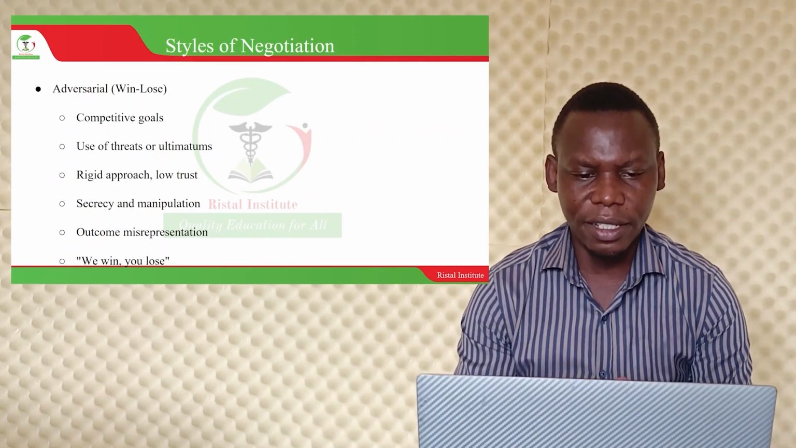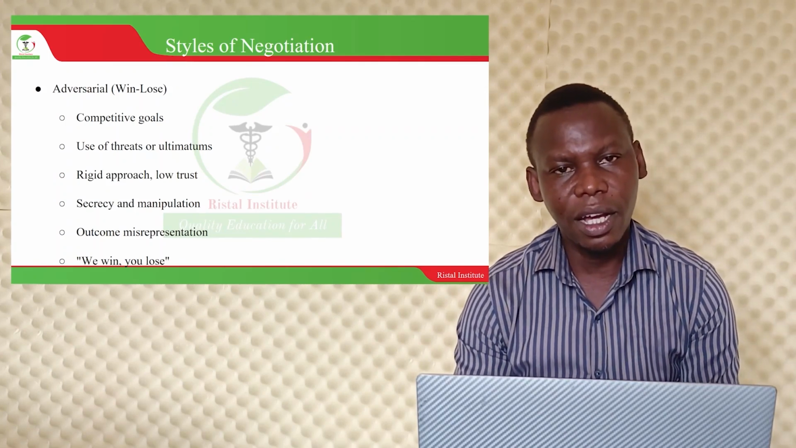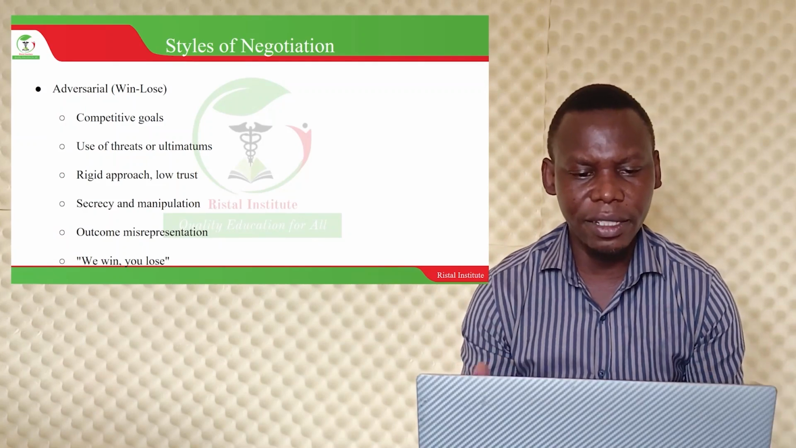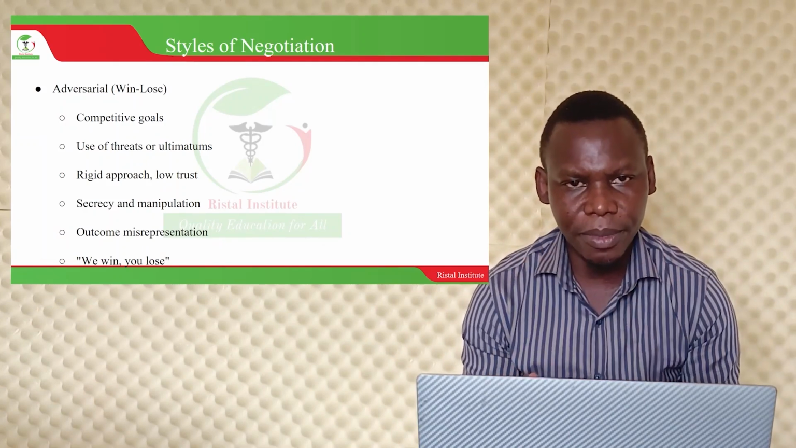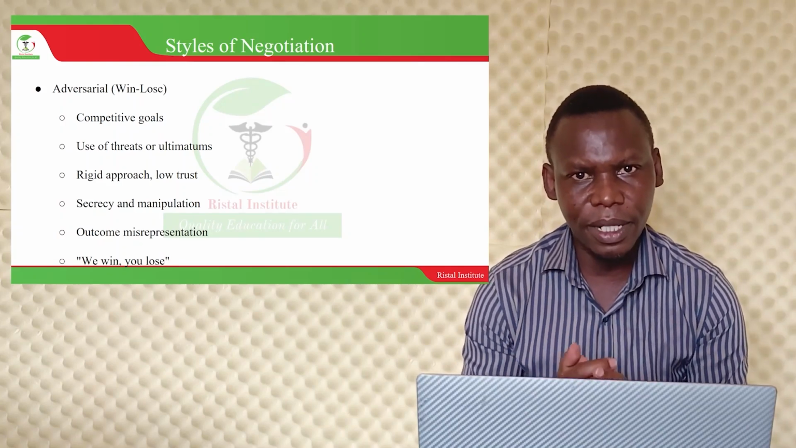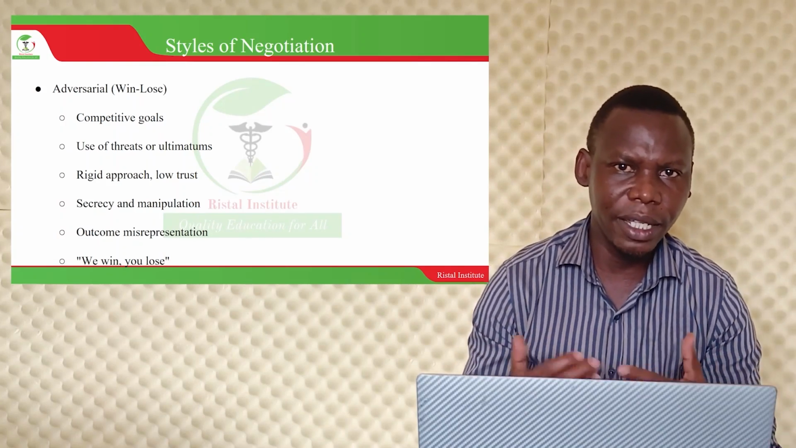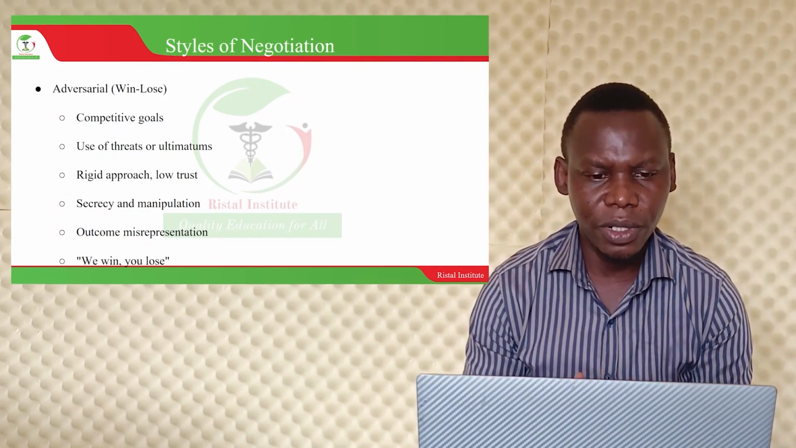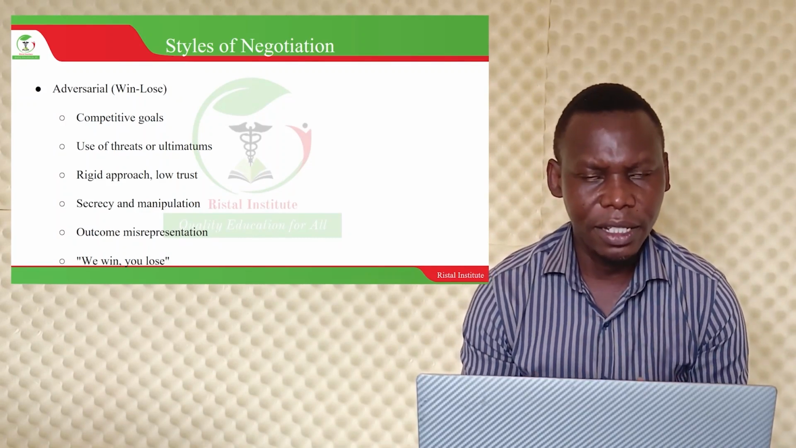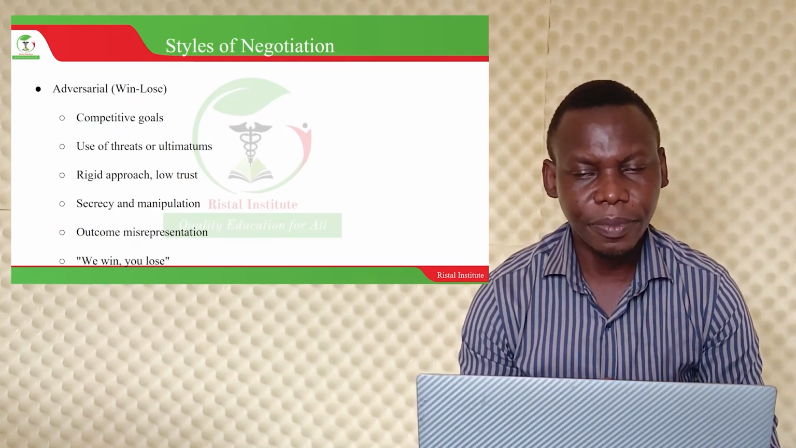Let's go to the styles. Of course, a negotiation has two styles. The styles are determined by the outcome. What is the outcome? When the outcome is a win-win, then there's a style to be used. Then when the outcome is a win-lose, which is not a fair style, then there is a style to be used.